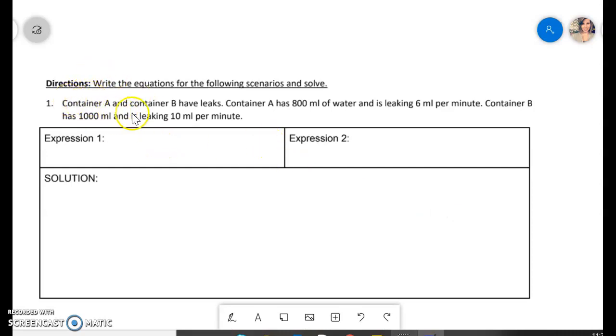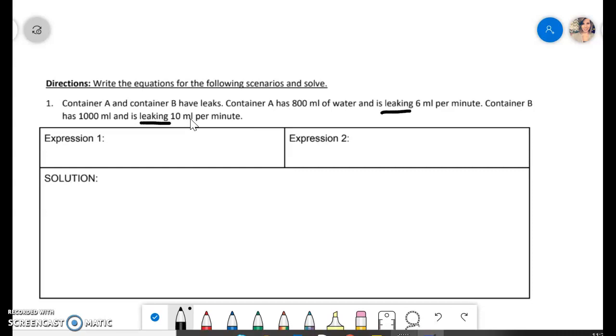It says container A and container B have leaks. Container A has 800 milliliters of water and is leaking 6 milliliters per minute. Container B has 1,000 milliliters and is leaking 10 milliliters per minute. Now, some important keywords are the leaking, right? If you look at your notes, leaking means it would be a negative. This is your beginning value, right? It starts off at 800 for container A and it starts off at 1,000 for container B.